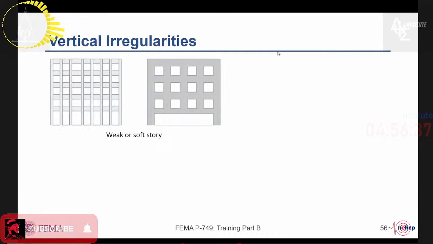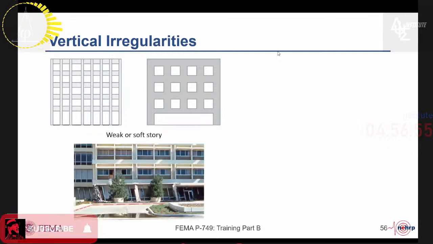One of the most important vertical irregularities is a weak or soft story. Very common in building structures, because architects like to have tall first stories to create a grand lobby and entrance space to buildings, and also commonly like to discontinue structural elements such as columns in these first stories. What such irregularities can do is result in a concentration of displacement and damage in the first story.